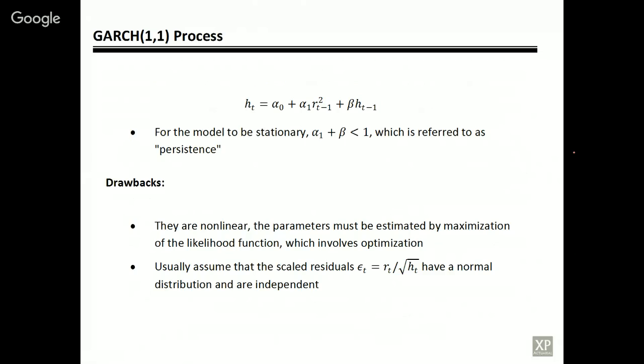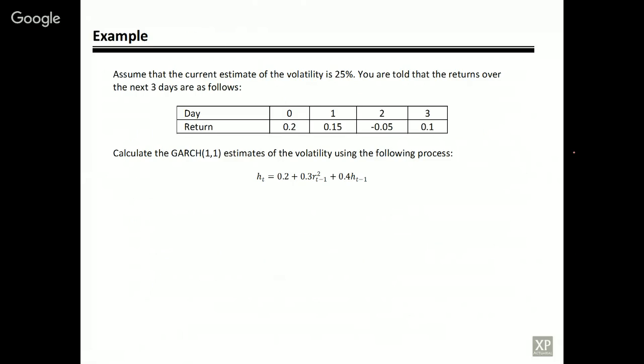So what are the drawbacks? Well, this model is nonlinear, and the parameters must be estimated using maximum likelihood, which often involves optimization. And a more technical thing is that usually these scaled residuals are assumed to have a normal distribution and be independent. Now, obviously, the normal distribution doesn't always apply to reality, and therefore this model may not actually be a good fit for reality and stock prices, for example.